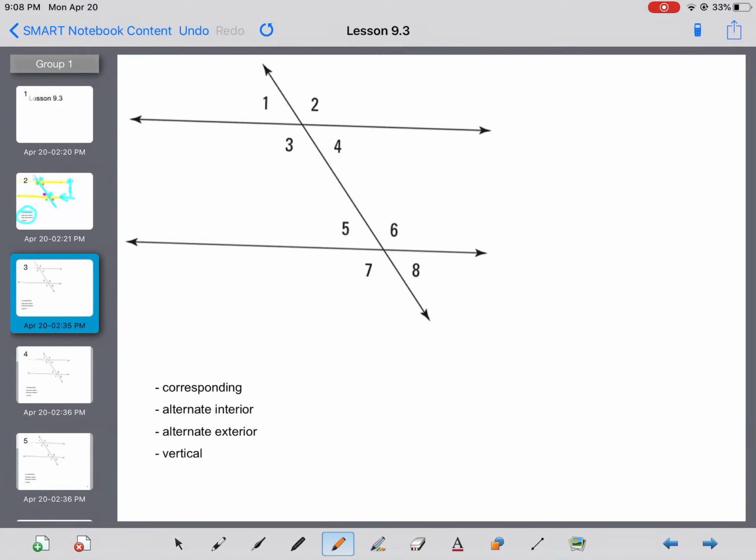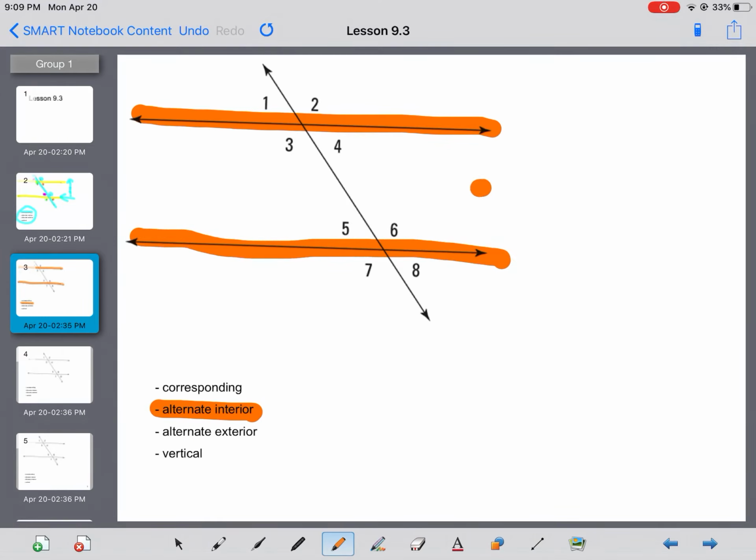Then we have alternate interior angles. So alternate, I want you to think opposite sides. And then interior, like I think I said in my other video, think about the interior of your house. So some people say they want to be interior designers. They're working on designing the inside of a house. So we're working in between these parallel lines. So alternate interior angles would be 5 and 4. They're opposite each other. They're inside the parallel lines and they are equal. Then we have another set of alternate interior, 6 and 3.